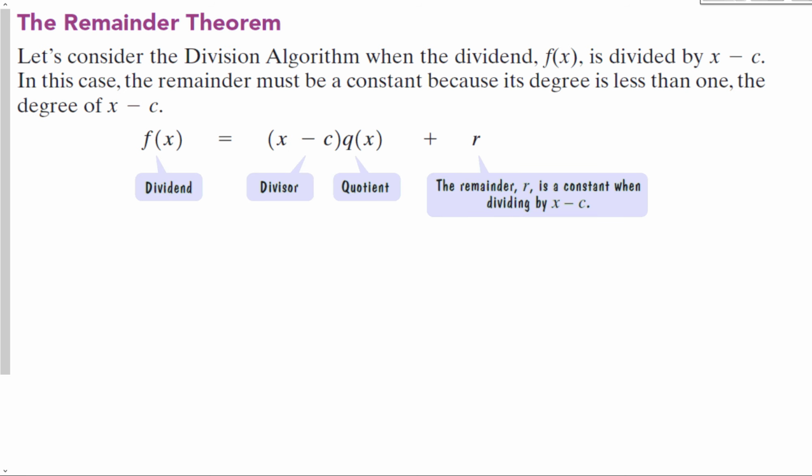Okay, so the remainder theorem. Let's consider the division algorithm when the dividend f of x is divided by x minus c. In this case, the remainder must be a constant because its degree is less than 1. So when I multiply the divisor times some sort of quotient plus the remainder, the remainder is going to be a constant because the degree has to be less than x, or else I could keep dividing.